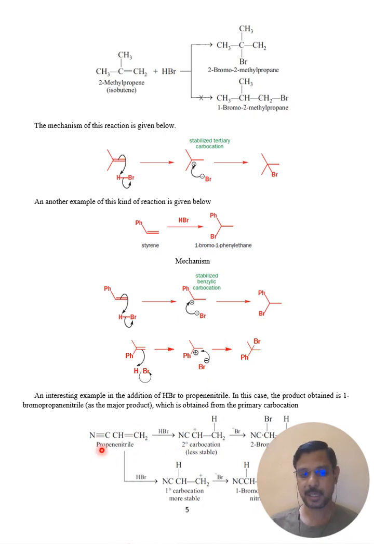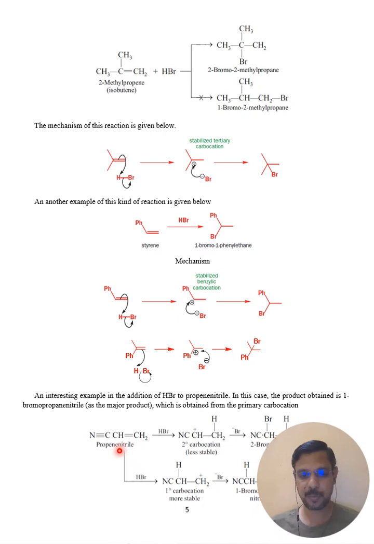And in this case we have an electron withdrawing group, that is the nitrile group, C triple bond N, attached on the alkene group, right? So when we add HBr on this, it will occur in the opposite trend, opposite to the Markovnikov rule. The reason is, if it happens according to the Markovnikov rule, then the positive charge will be created on the less hydrogen bearing carbon atom, that means the C2 carbon atom, right?